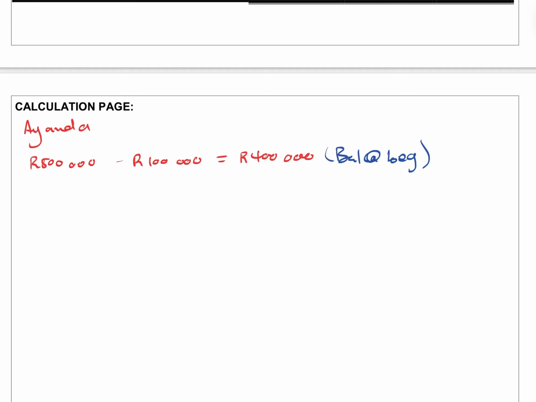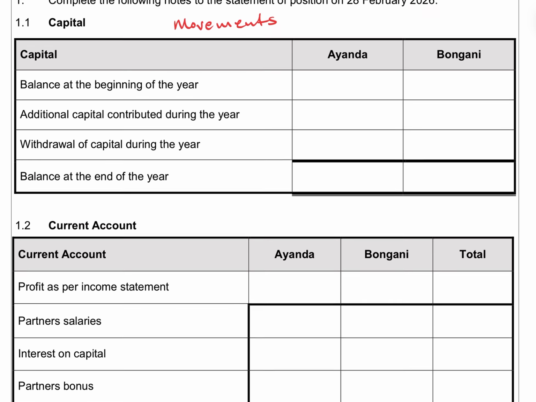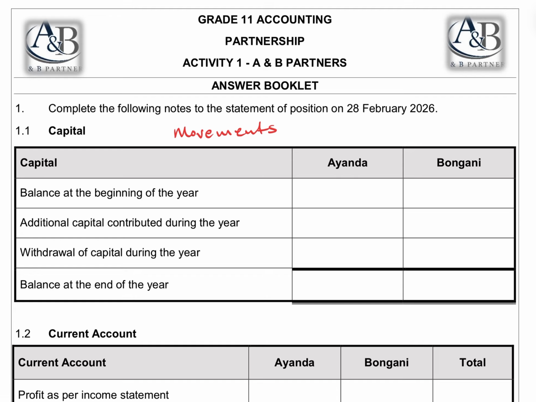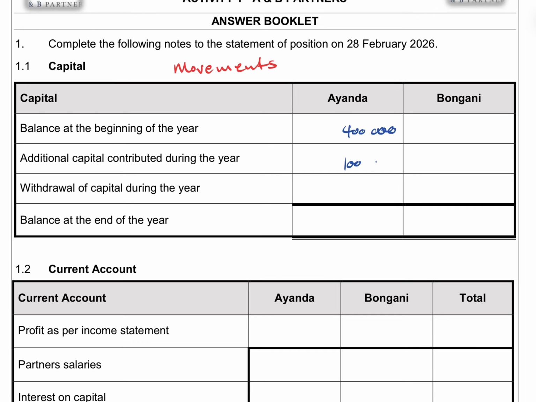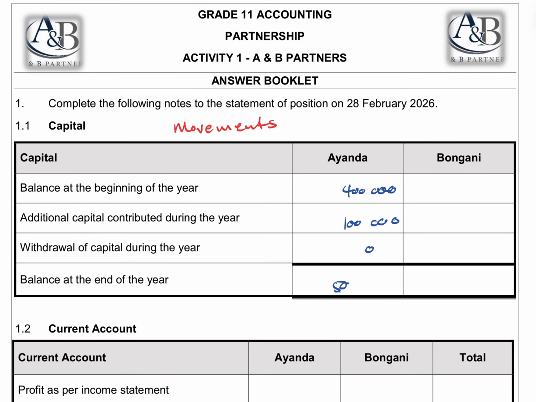Now let's go and complete Ayanda's column in the capital account. Balance at the beginning, as we have calculated, is 400,000. Additional capital that she contributed during the year is 100,000. Withdrawal during the year, 0, because we are not told of any withdrawals of capital that she made during the year. Balance at the end of the year should be 500,000, this one that we have been given.